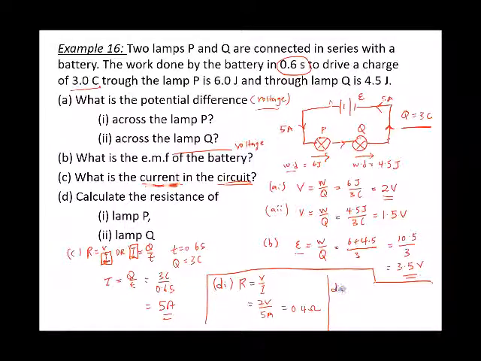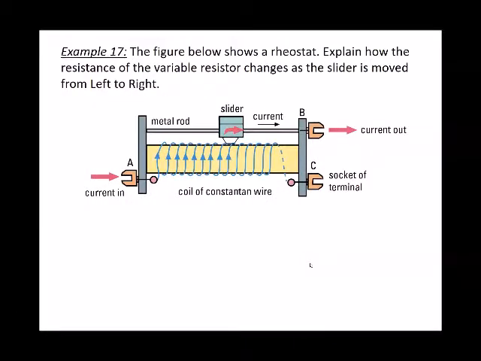And then for Q, you again want to find R equals V over I. But this time, the voltage you know to be 1.5 volts, for Q. You divide by the current, which is also 5 ampere. So 1.5 divided by 5 ampere, if I'm not wrong, is 0.3. And since it's resistance, the answer is 0.3 ohm.